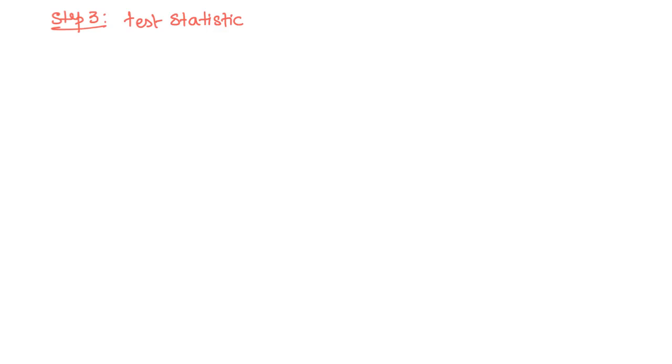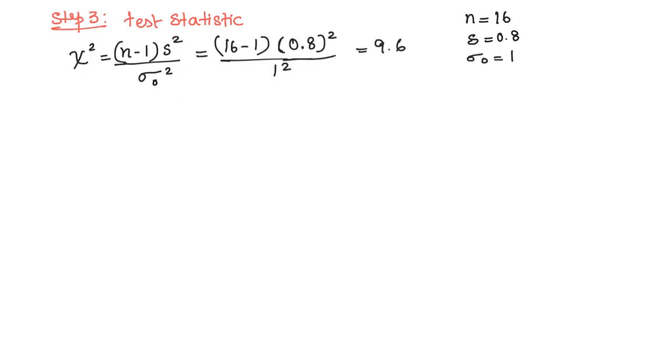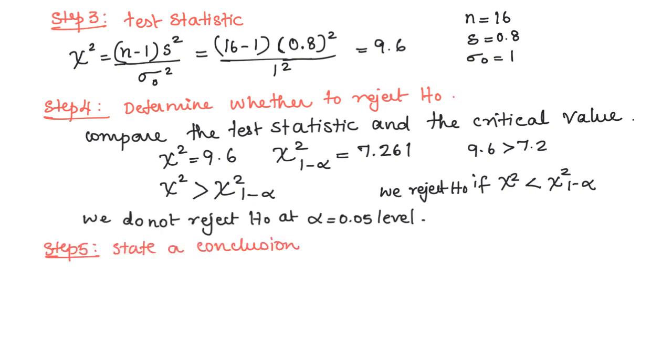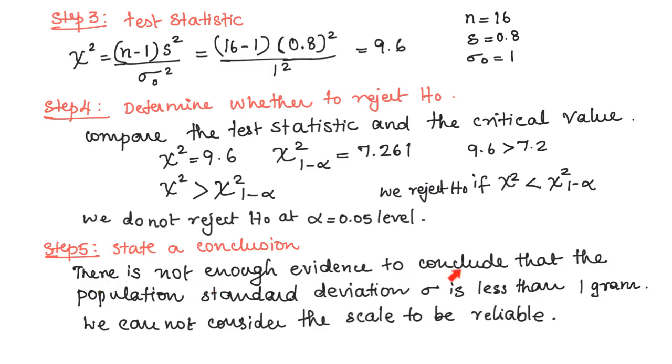Step 3. Compute the test statistic. Use this formula to calculate the test statistic. In step 4, compare the test statistic and the critical value to determine whether to reject the null hypothesis. We reject the null hypothesis if the test statistic is less than the critical value, but here the test statistic is greater than the critical value. We do not reject the null hypothesis. Step 5. State a conclusion. There is not enough evidence to conclude that the population standard deviation sigma is less than 1 gram. We cannot consider the scale to be reliable.